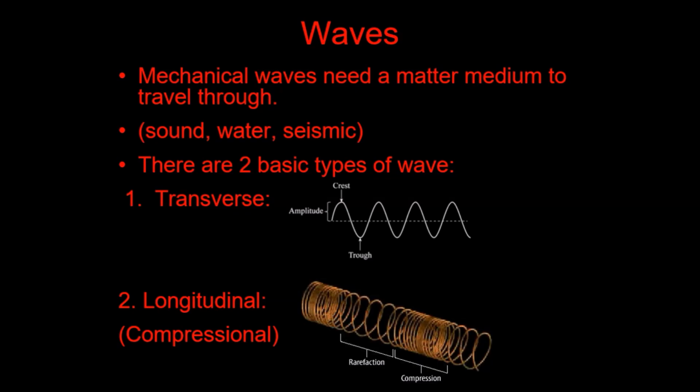There are two types of mechanical waves. One being transverse, which is the typical kind of sinusoidal wave that we see in graphs showing a crest and a trough. The other is longitudinal. This is a compressional wave. So here we have a compression, and then we have a rarefaction, as it's called, which is essentially an expansion, and then a subsequent compression.